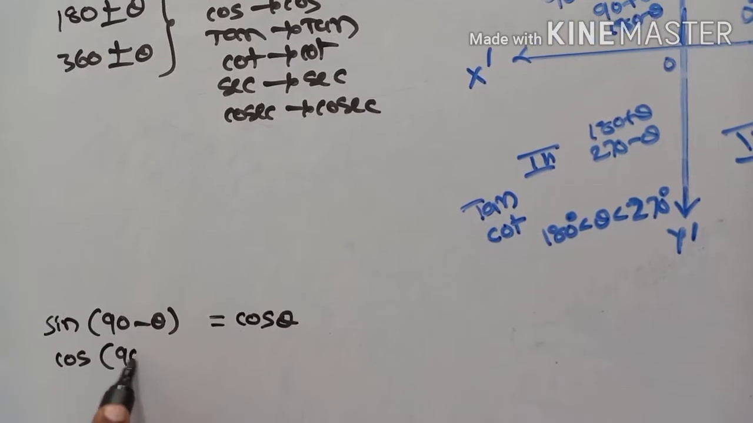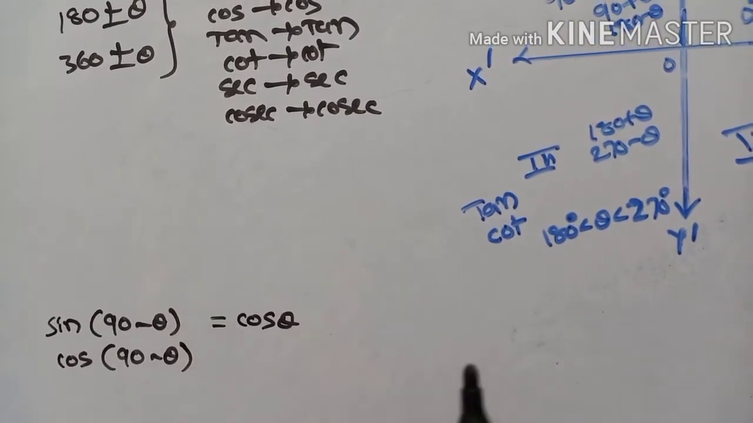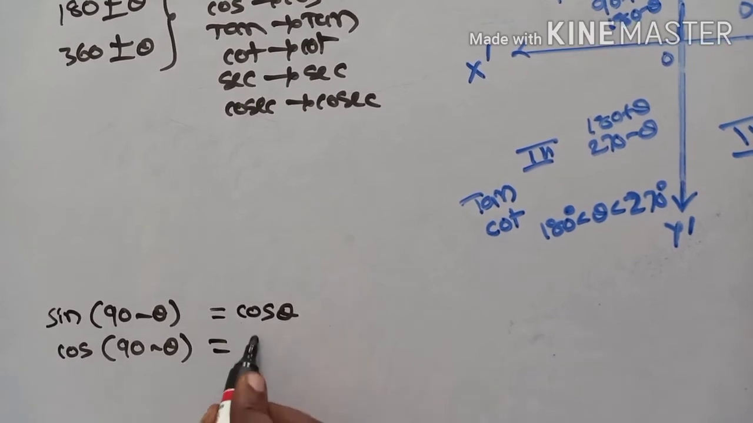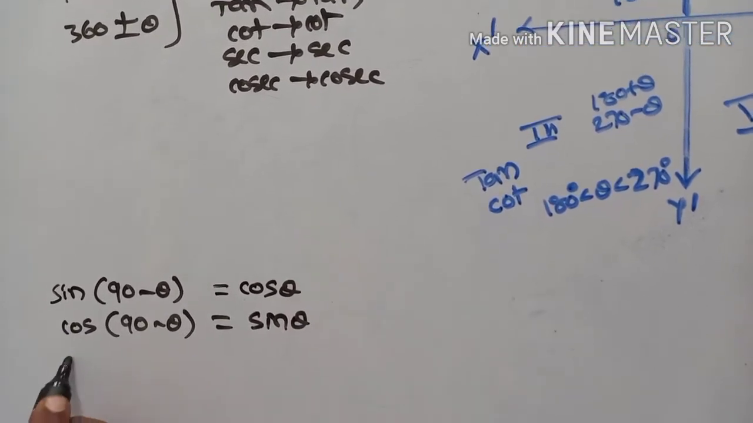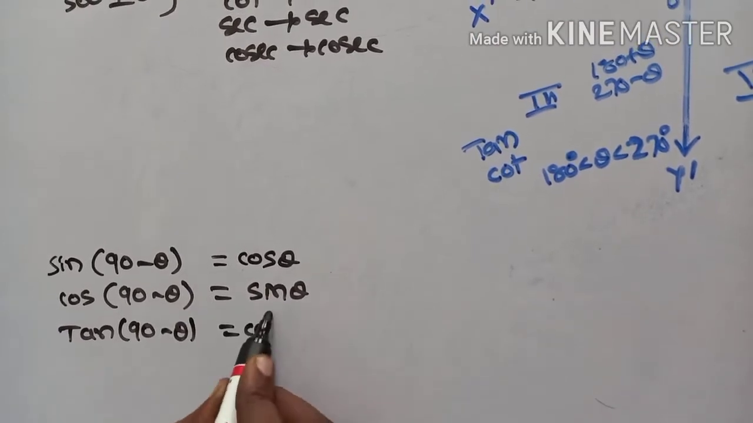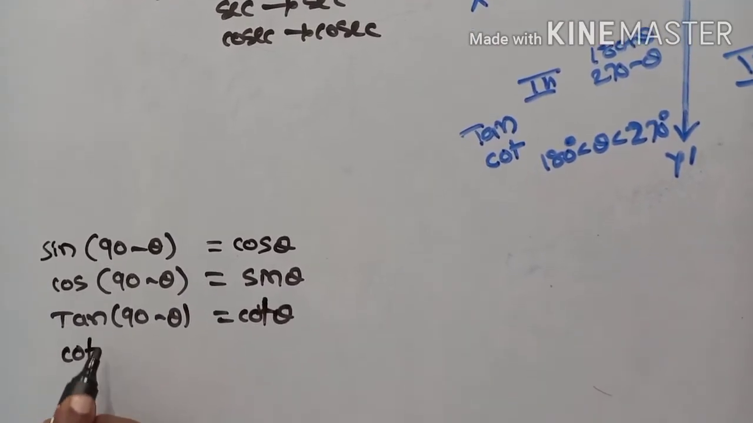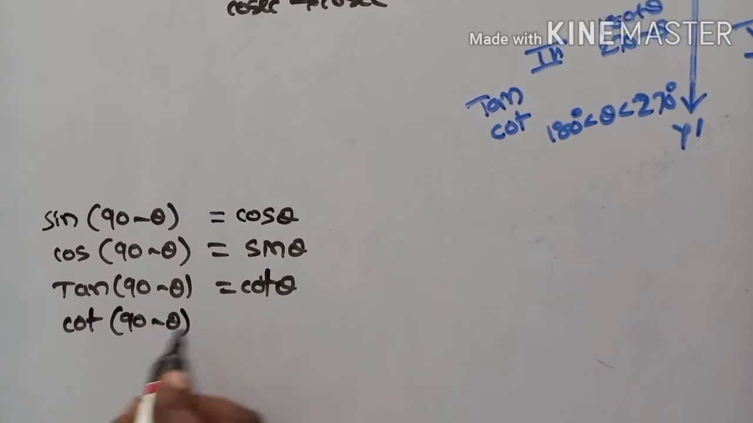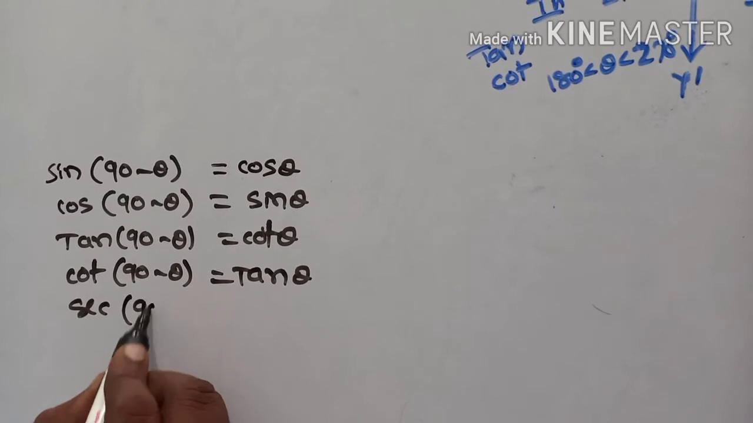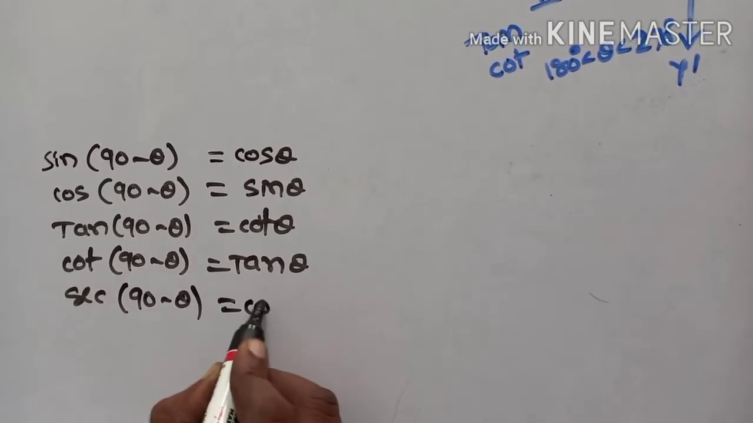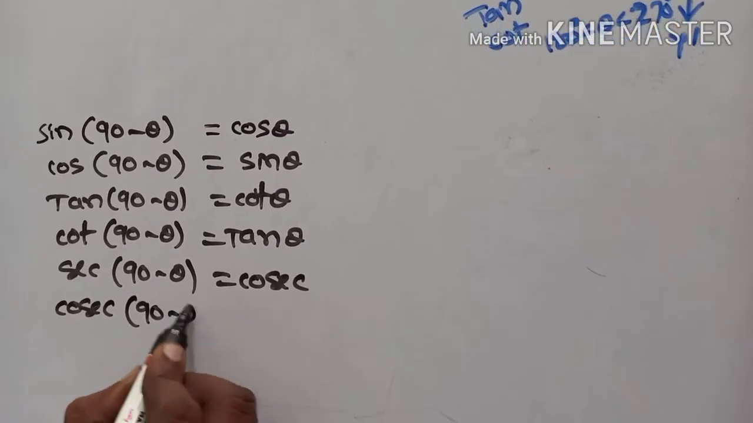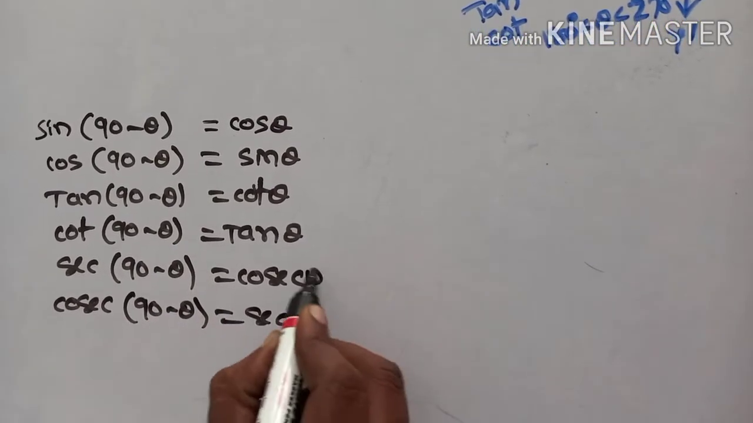Cos of 90 minus theta. 90 minus theta lies in the first quadrant, all trigonometric ratios are positive. Cos changes to sin theta. Tan of 90 minus theta is cot theta. Cot of 90 minus theta is tan theta. Sec of 90 minus theta is cosec theta. Cosec of 90 minus theta is sec theta.